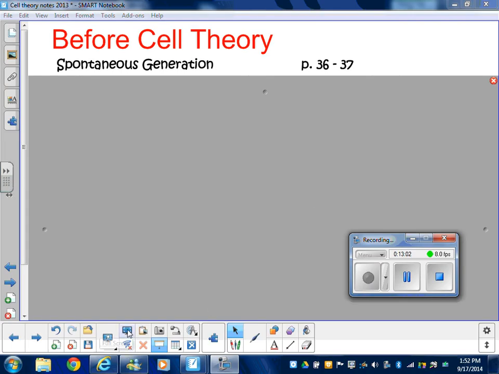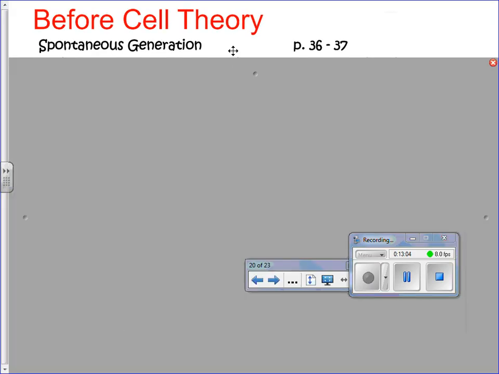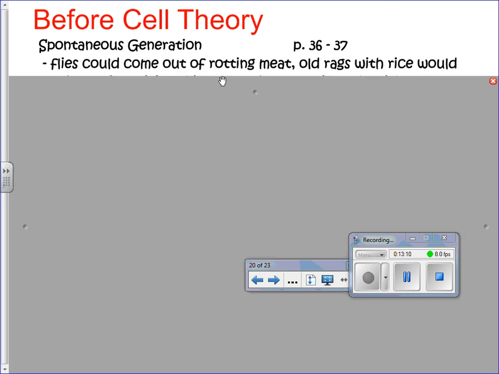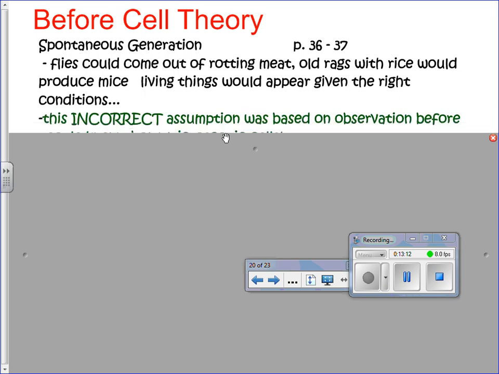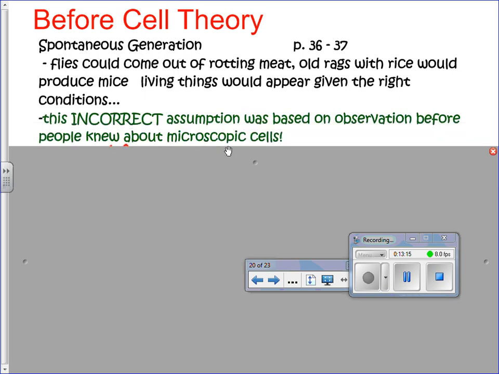So to fully understand Francesco Redi and Louis Pasteur, we first need to talk a little bit about spontaneous generation. Spontaneous generation was the incorrect assumption that flies and other living things would just come out of dead meat. Rags with rice would produce mice. That living things would just appear given the right conditions.